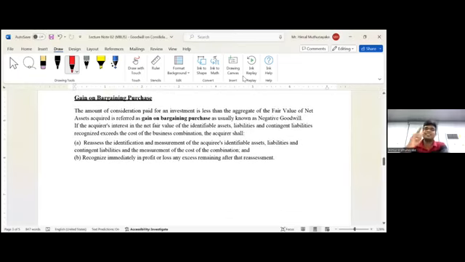Right. So then the next part, one of you asked, if you are investing less than the net assets of the company, then you are having the bargain purchase, right? We call it profit on bargain purchase or the gain on bargain purchase. So the situation where a bargain purchase arises is when I'm investing less than the value of the net assets. For example, let's say my net asset value is 100. I'm only investing 80, right?